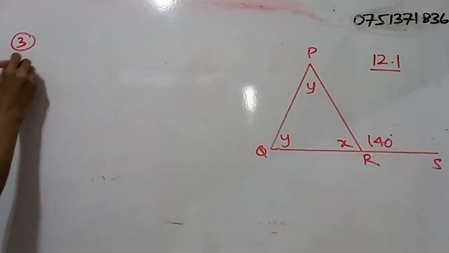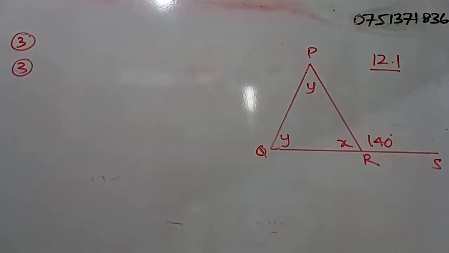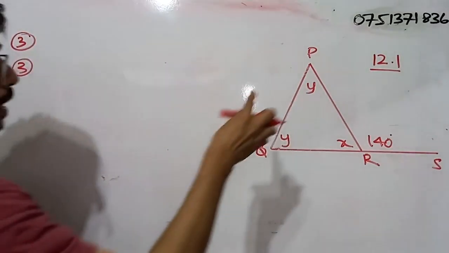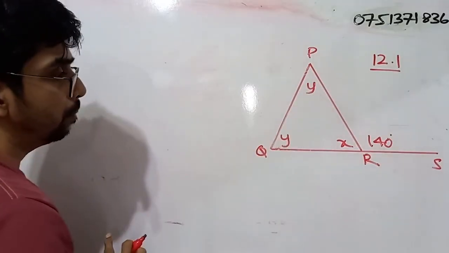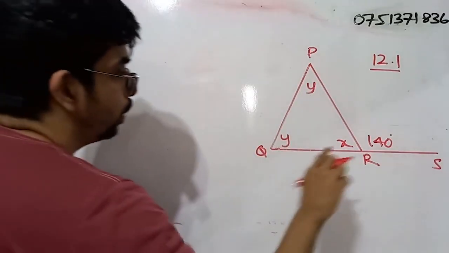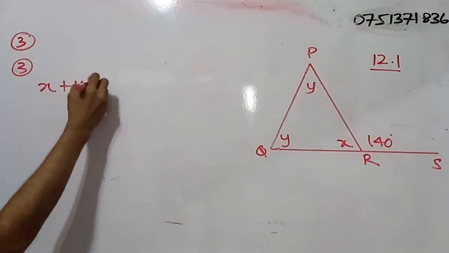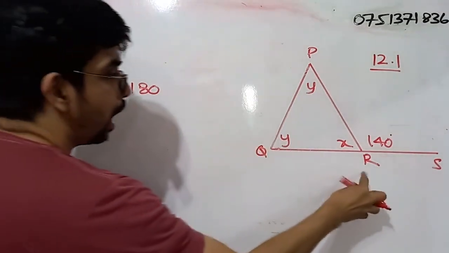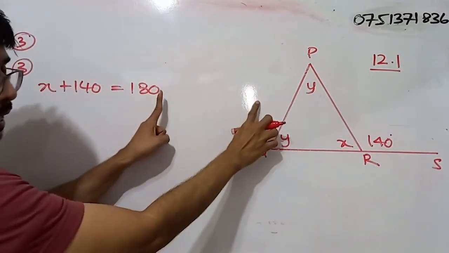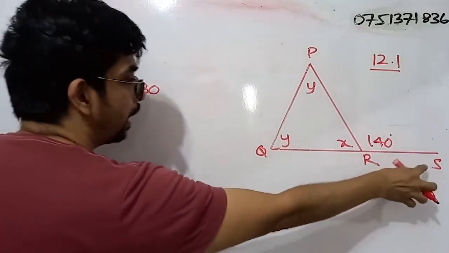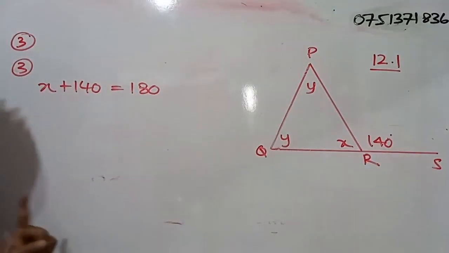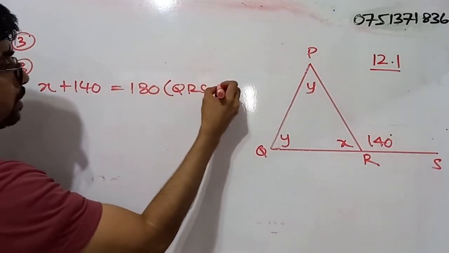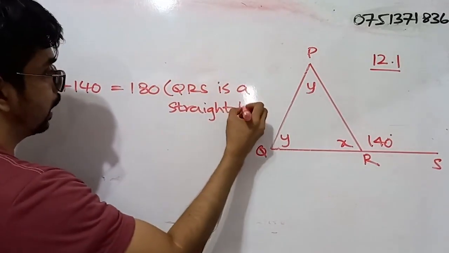So this is part 3. Here we need to calculate simple y and x. By the diagram we can see that these two angles are equal in magnitude. So x plus 140, that is equal to what? 180. What's the reason? QRS is a straight line. So you have to write it.